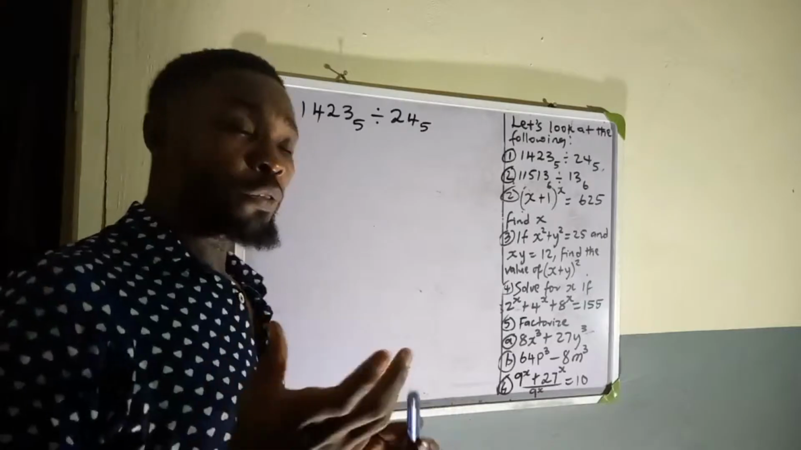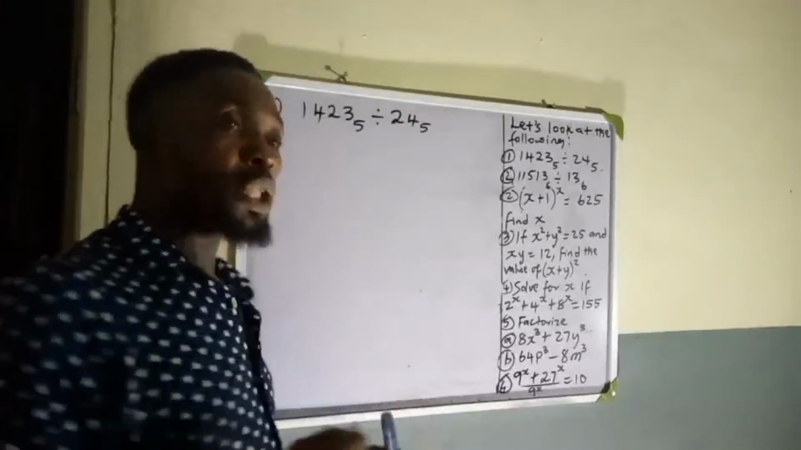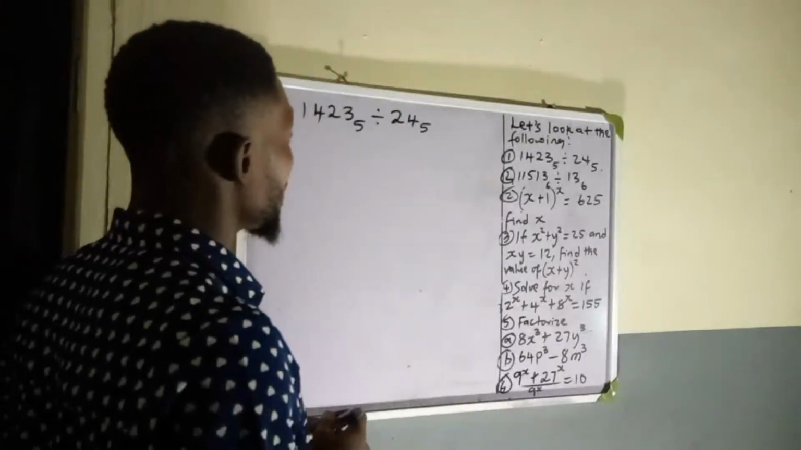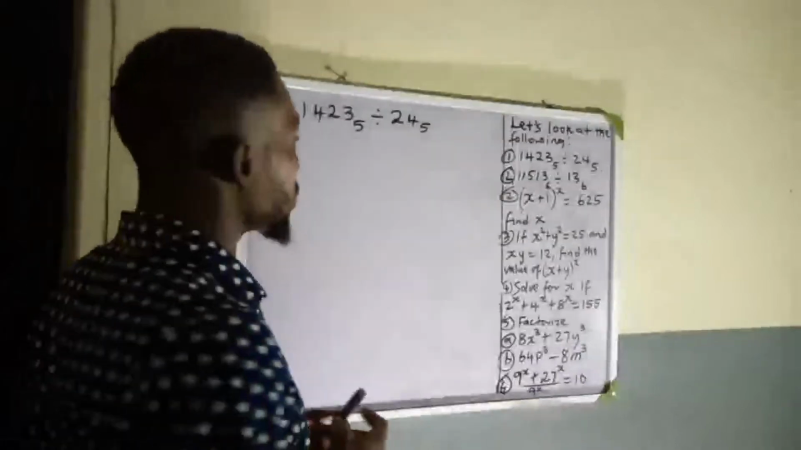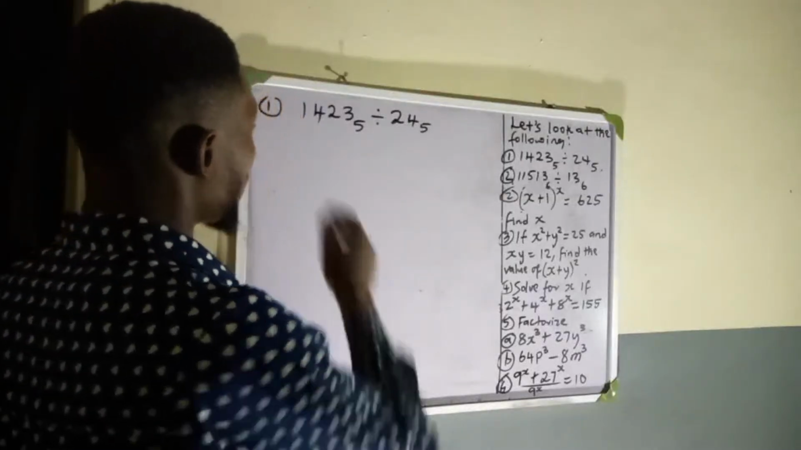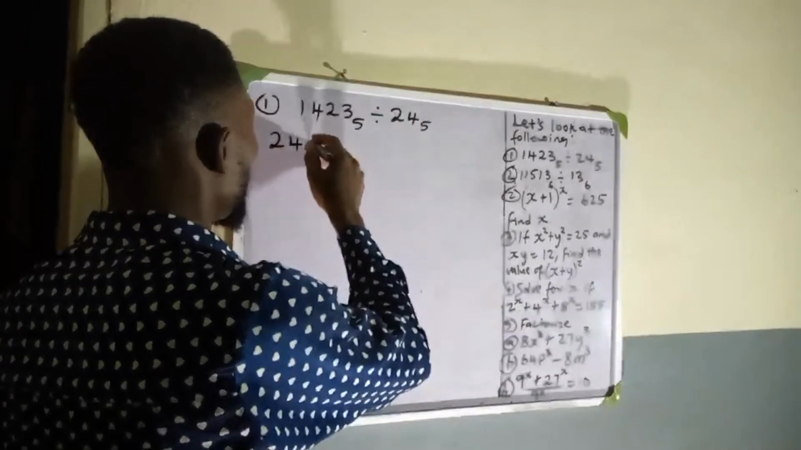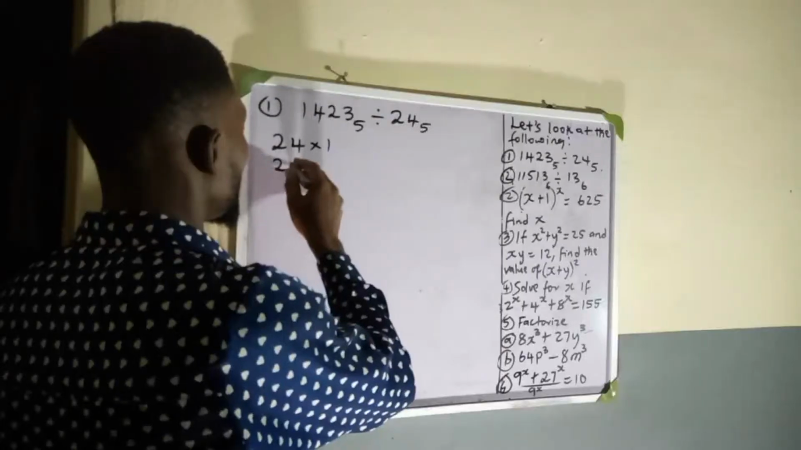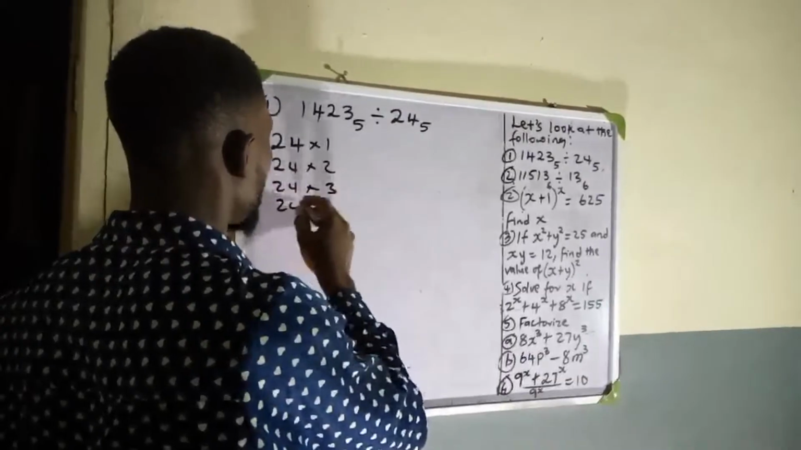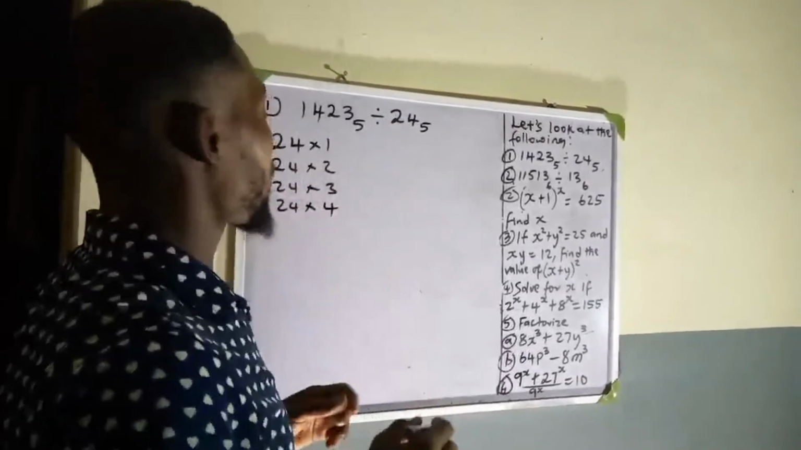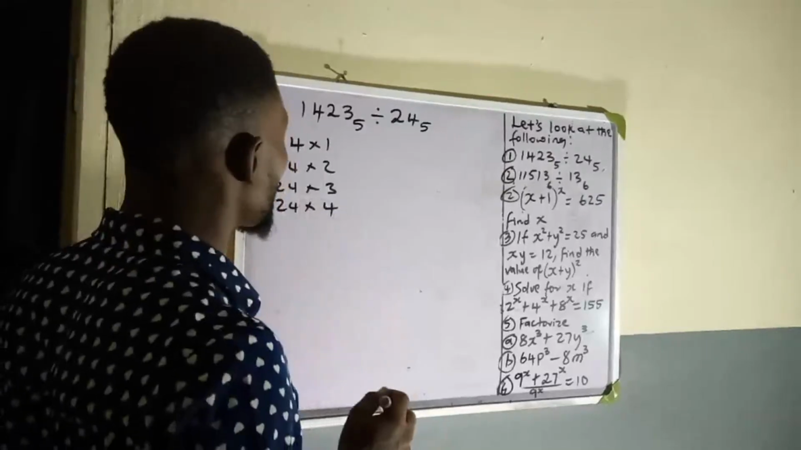By the way, before we do this, I believe you are familiar with multiplication of numbers in a given base. If you are not familiar with that, you can watch our previous videos. So let's form the multiplication table for 24: 24 times 1, 24 times 2, 24 times 3, 24 times 4. The highest digit in base 5 is 4, so that is why I want to stop at 4.